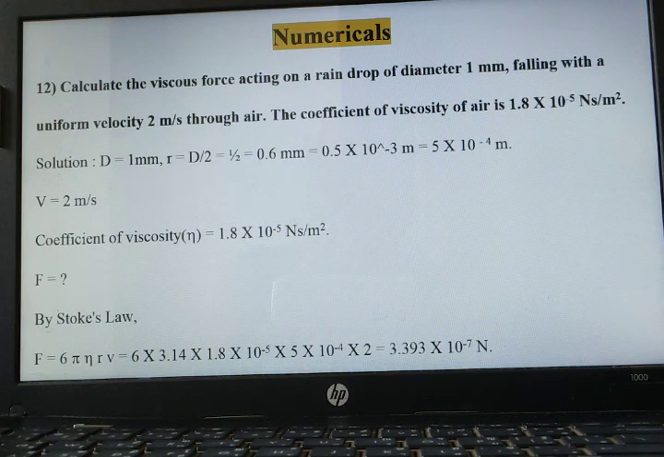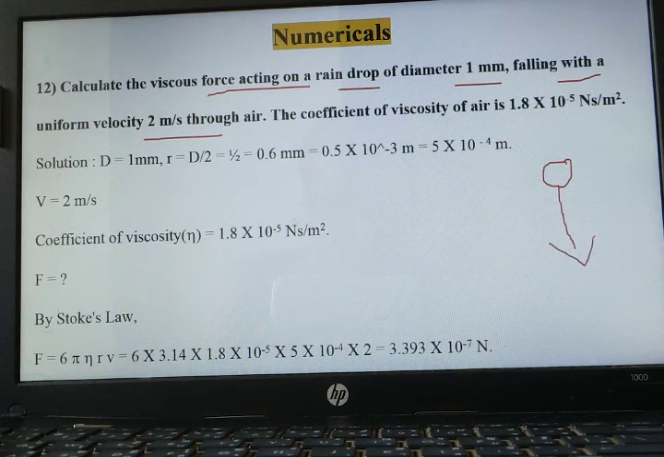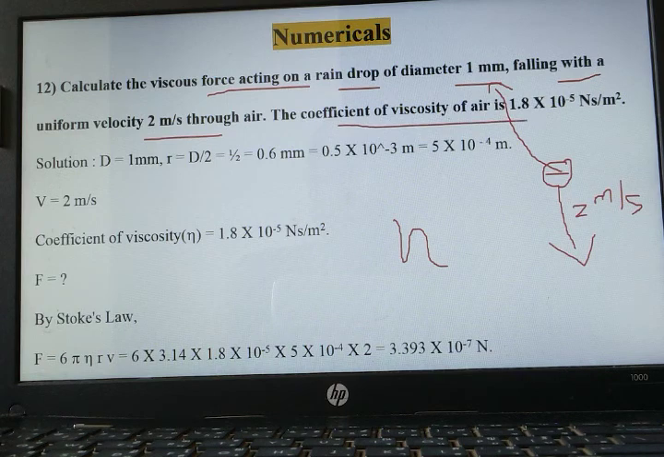Next one. Calculate the viscous force acting on a raindrop of diameter 1 mm falling with a uniform velocity of 2 meters per second through air. Take for example, a raindrop is falling through the air and this raindrop's diameter has been given, that is 1 mm, and this raindrop is falling with a speed of 2 meter per second. Coefficient of viscosity has been given to us, that is 1.8 into 10 raised to minus 5. We have to find out viscous force.